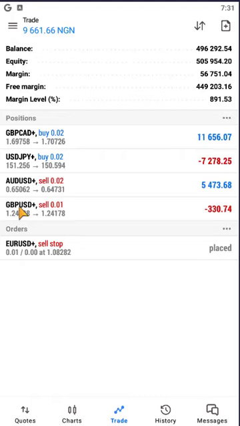This new trade I placed, look at it here, sell 0.01. Of course, you start with a negative. That first negative is the spread, right? That's how it works. So this is the trade I just placed.